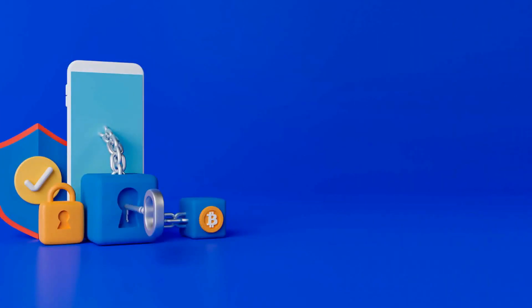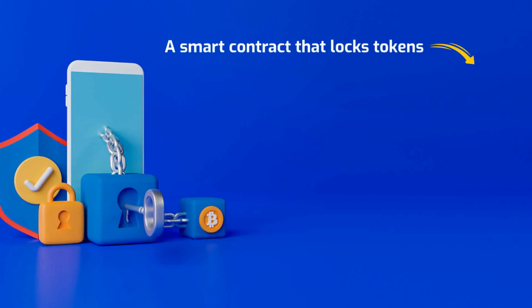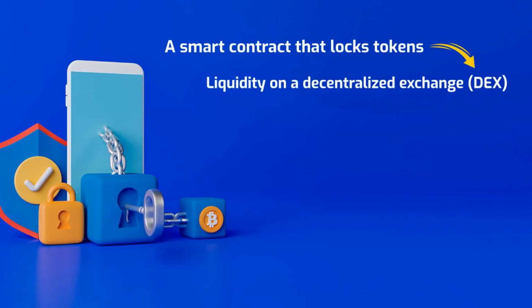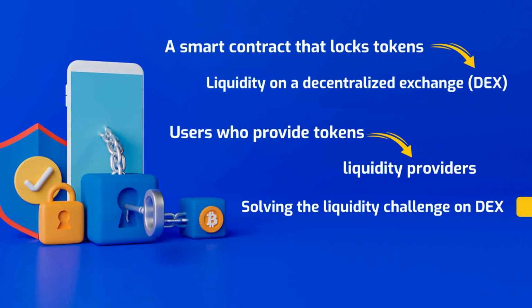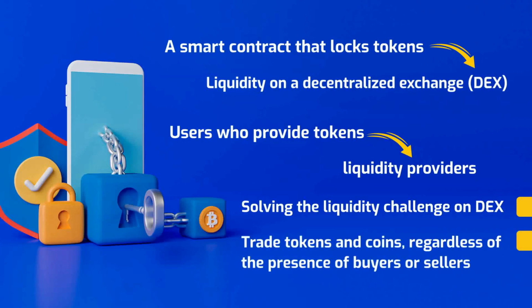A DeFi liquidity pool is a smart contract that locks tokens to ensure liquidity for those tokens on a decentralized exchange. Users who provide tokens to the smart contract are called liquidity providers. Liquidity pools emerged as an innovative way of solving the liquidity challenge on decentralized exchanges. It allows traders to trade tokens and coins regardless of the presence of buyers or sellers.